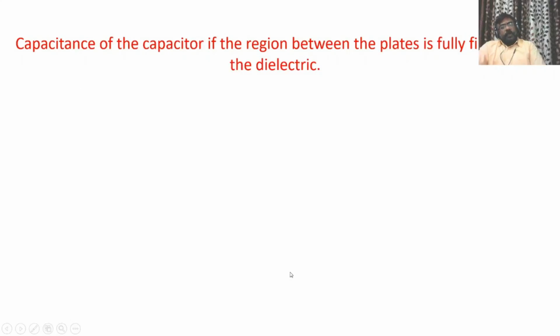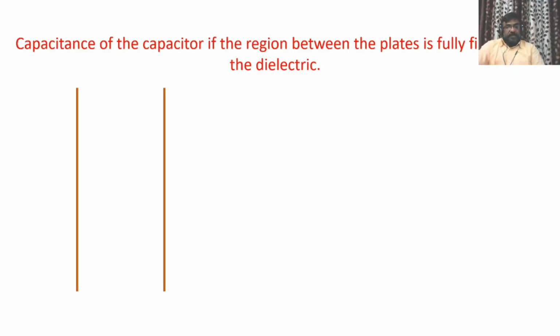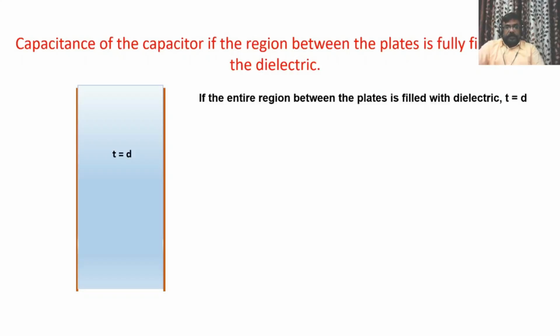Now, what will happen if I fill the entire region inside this capacitor with the dielectric? In this situation, the thickness of the dielectric slab becomes equal to the separation between the plates. The new capacitance C is given by C is equal to epsilon 0 A divided by T by K plus D minus T. Now we can apply our condition here, that is T is equal to D. The thickness of the slab equal to the spacing between the plates.